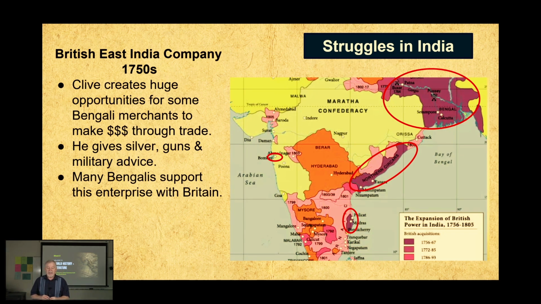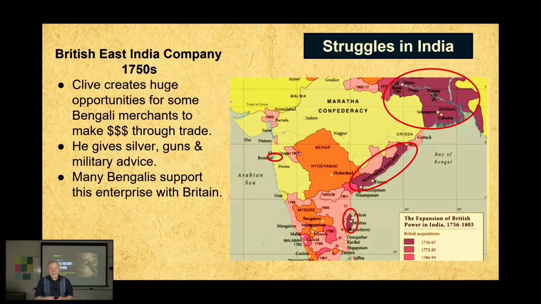lot of money. He gives silver and guns and military advice to the locals, which makes sense because remember, the princes and the locals are trying to fight and take territory from the Mughal Empire, which is still up in the northern portion of this territory. And many of the Bengalis are supporting this sort of enterprise with Britain because Britain's making them mightier. They're looking to Britain for that military advice and advancement and technology because they want to win, of course.